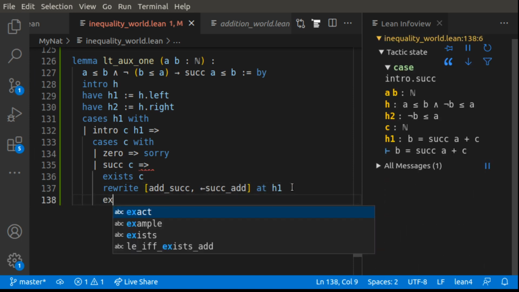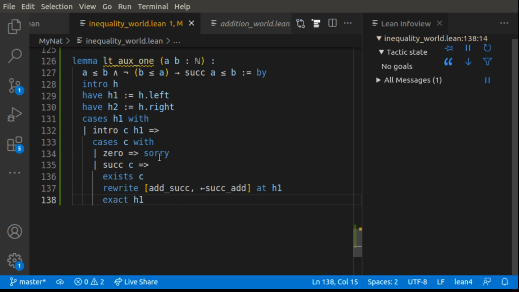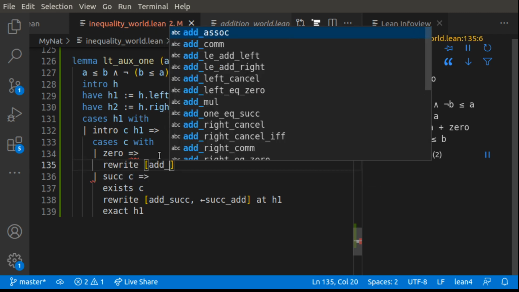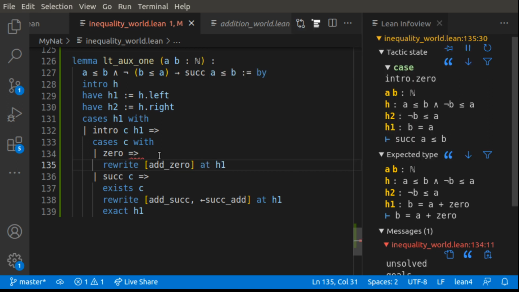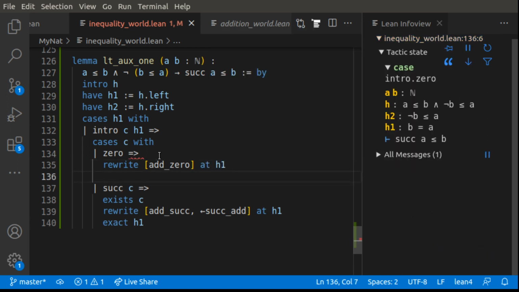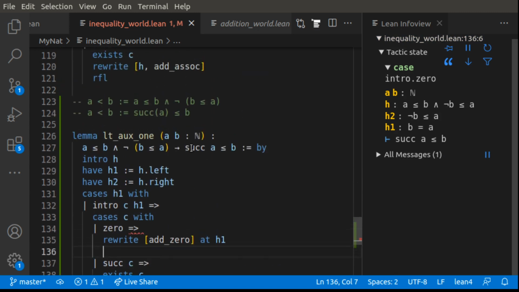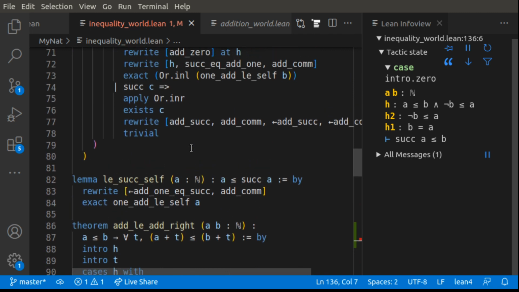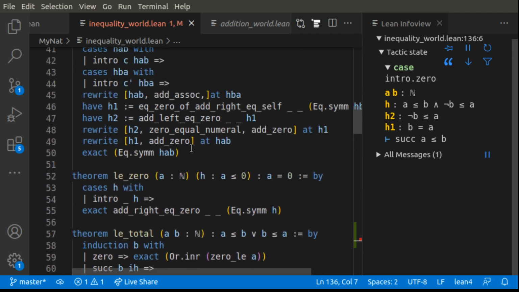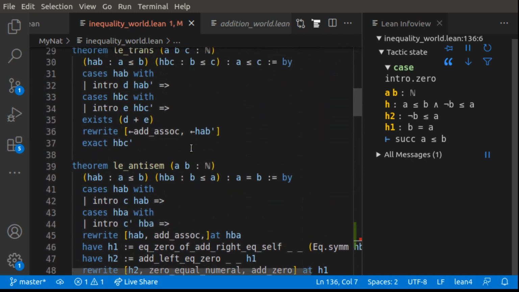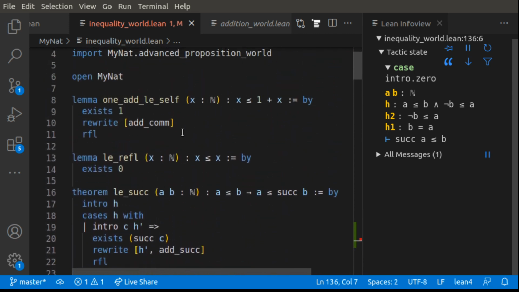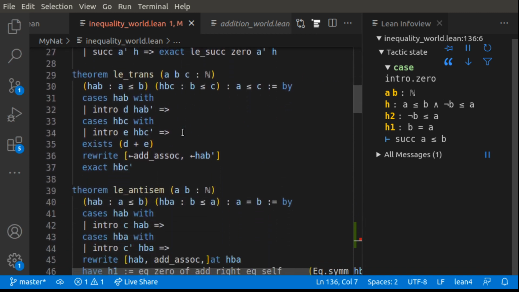H1, nice. Exact H1. Okay, so that solves that case. Now with this case, we have b equals a plus 0, so we can rewrite add 0 at h1. Now we can invoke one of these less than or equal to equality.